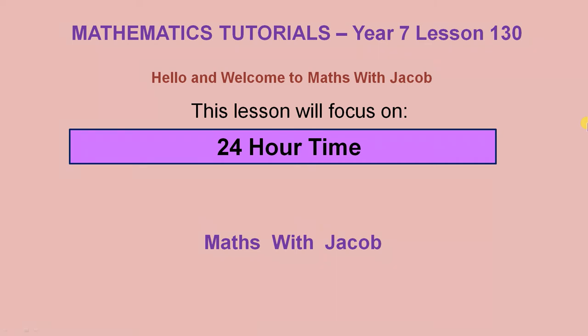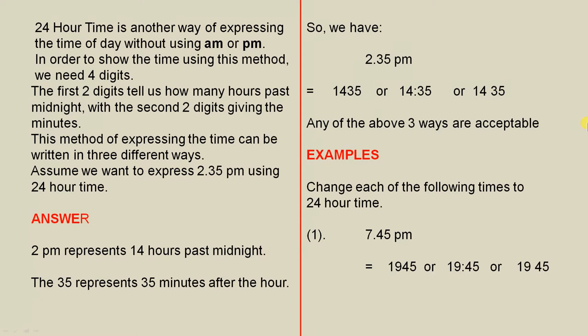This lesson will focus on 24-hour time. 24-hour time is another way of expressing the time of day without using AM or PM. In order to show the time using this method, we need 4 digits. The first 2 digits tell us how many hours past midnight, with the second 2 digits giving the minutes. This method of expressing the time can be written in 3 different ways.